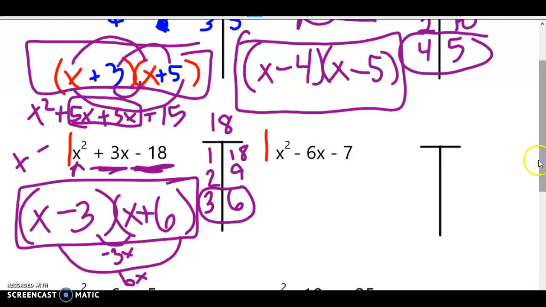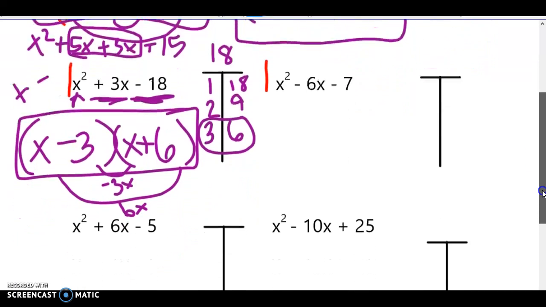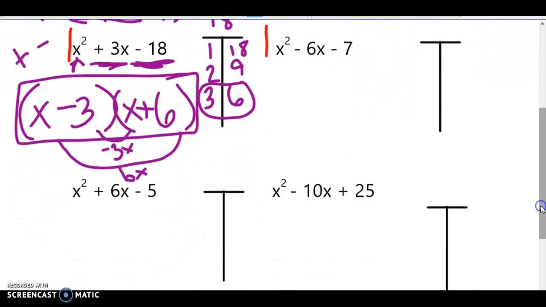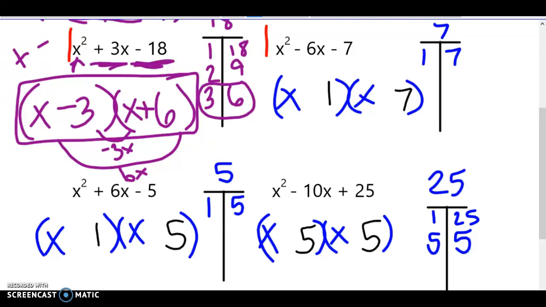All right, I'm going to move the screen down. There are 3 more. I would like you to try those 3 more on your own. Push pause and then come back in a minute to see how it went. All right, I put the skeletons to all the answers out, but I haven't put in signs yet.